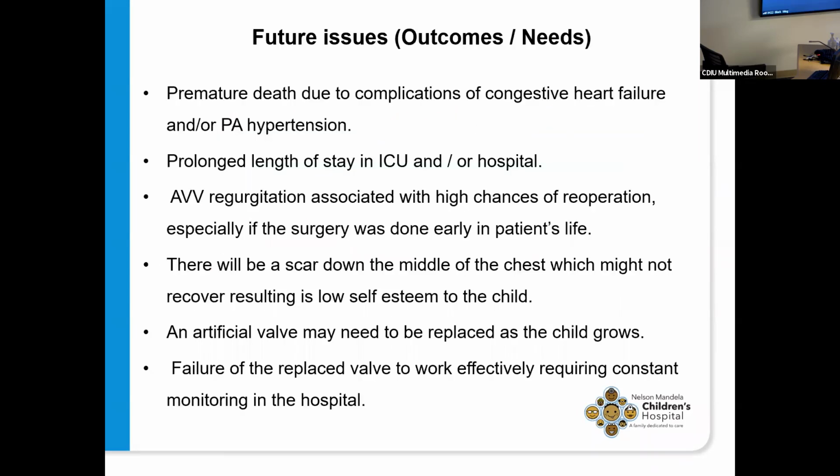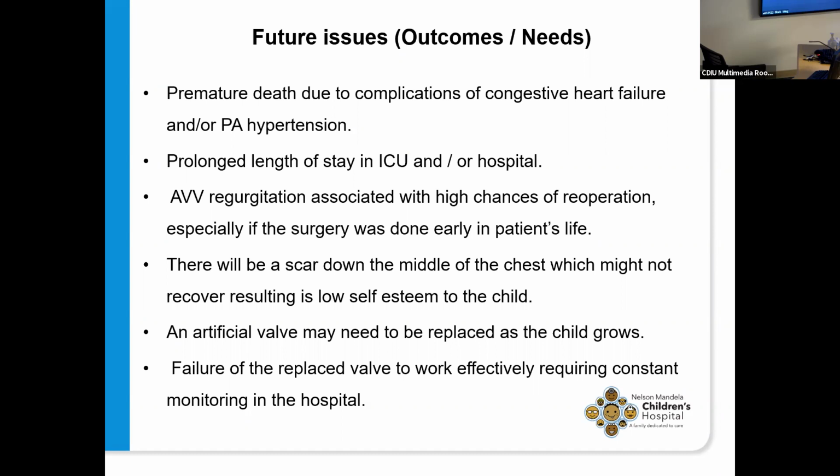And there will also be a scar down the middle of the chest of the child, which is going to be associated with the social involvement or interacting with other children, which might also lead to lowered self-esteem, which might also say that the parents will have to be encouraged to take this child for counseling.